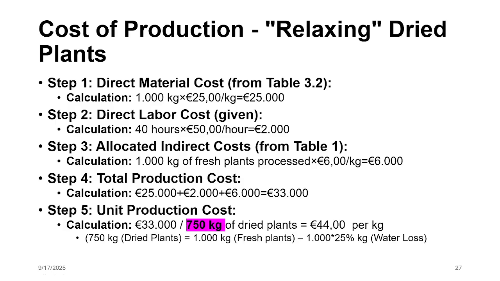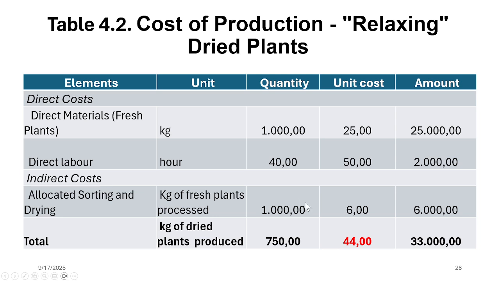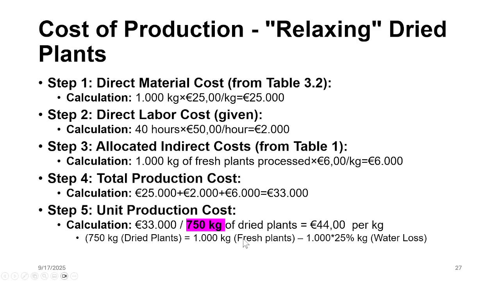You do the same for the calculation of the cost of production in 5 steps for the relaxing dry plant. You find that the unit cost of 1 kilogram of dry plant should be 4 euro per kilogram. And here is how you can calculate the kilograms of dry plant. As we mentioned before, the output is the difference between the kilograms of fresh plant minus the waste loss, right? So we use 25% of waste loss.